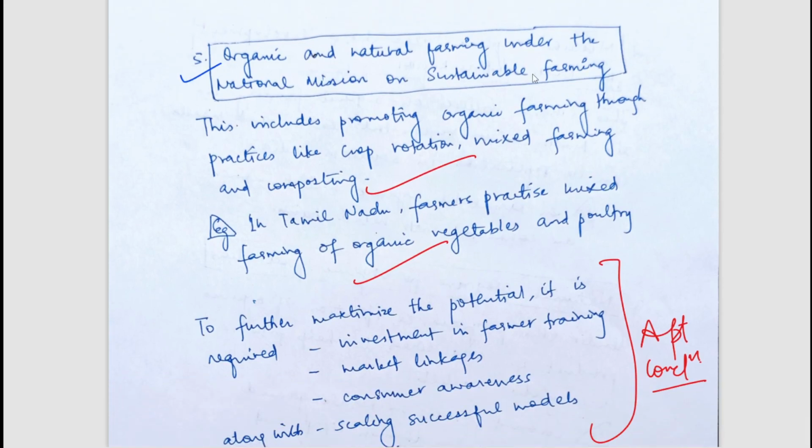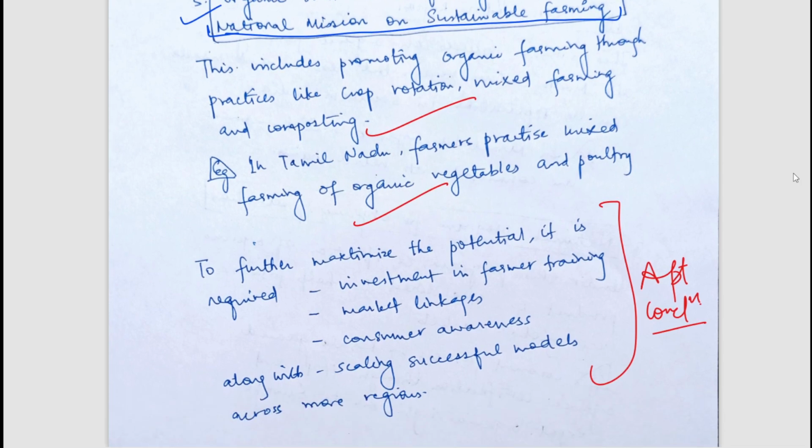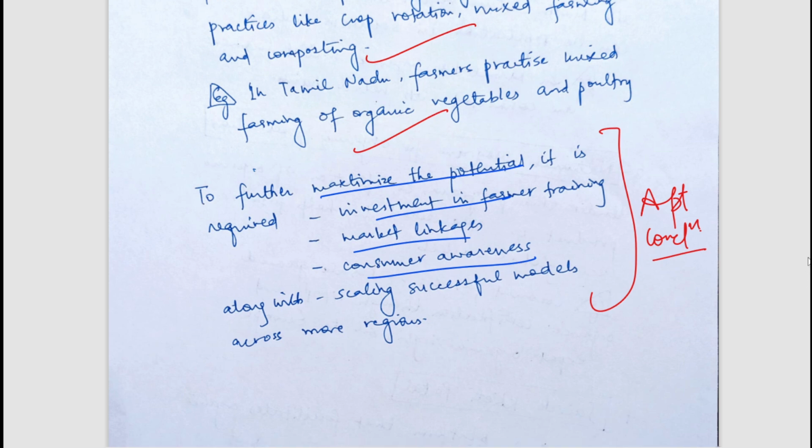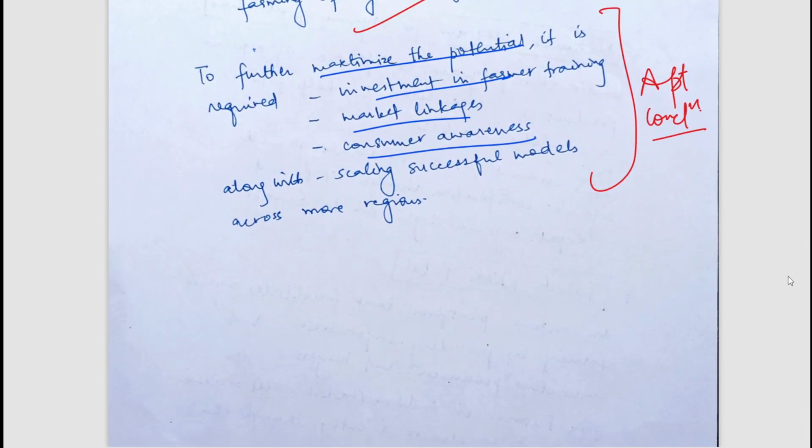We have organic and natural farming under the National Mission for Sustainable Agriculture, and we all know that Sikkim is already the world's first organic state. So, very well written answer and appropriately concluded. You can see in the conclusion how the student has positively mentioned maximizing the potential by investment, market linkage, and consumer awareness. So very well written answer, and I hope you are able to understand all the answers.